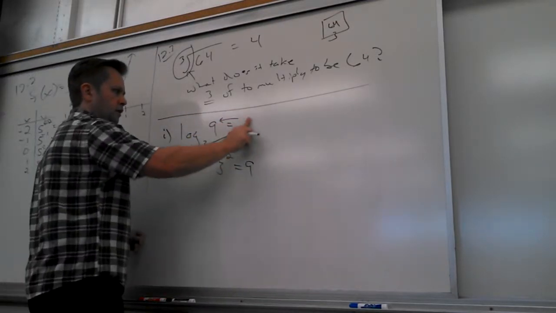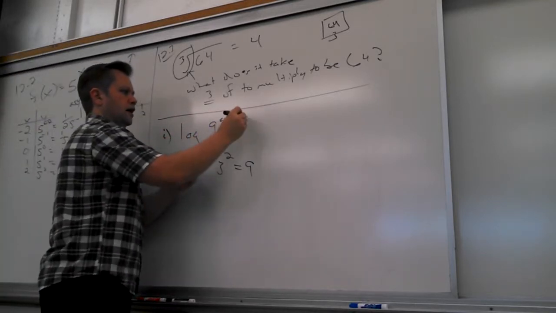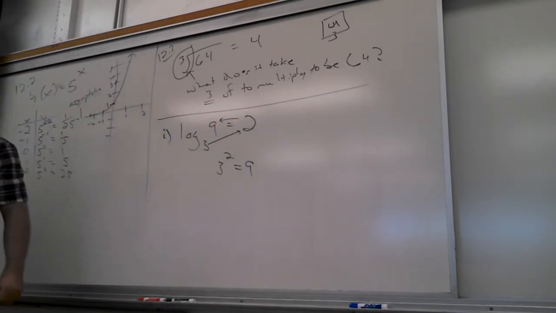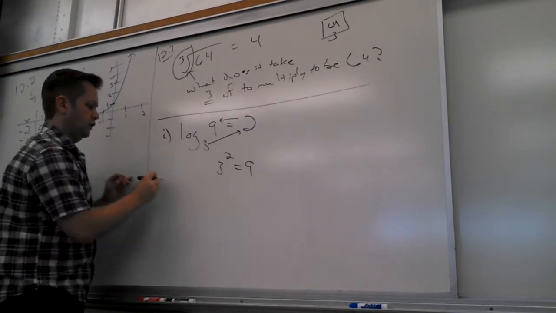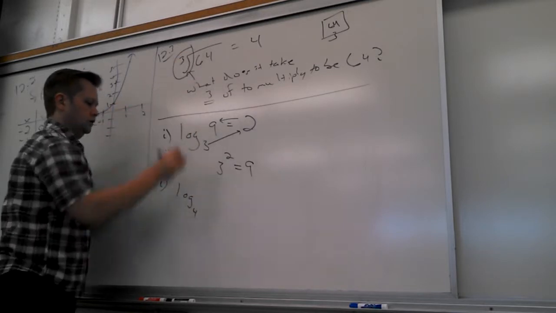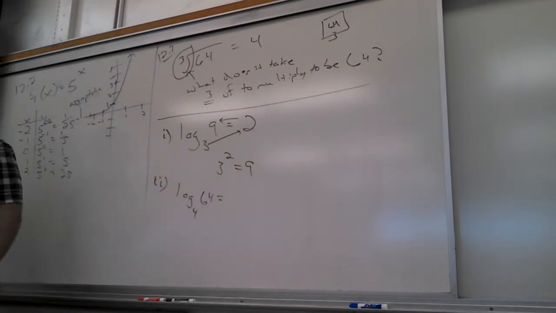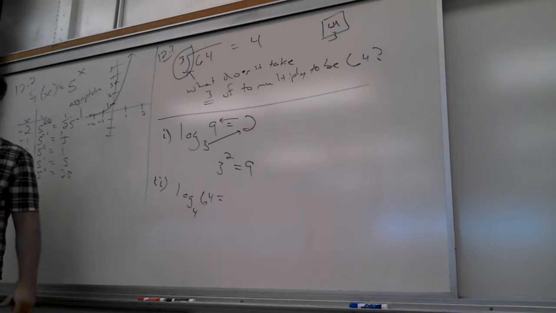This was blank when I started, right? And then we figured out what 3 to what power is 9: 3 to the second power is 9. So really, you're just asking yourself, if you see this, log base 4 of 64, what question are you asking yourself? What power does 4 need to become 64?